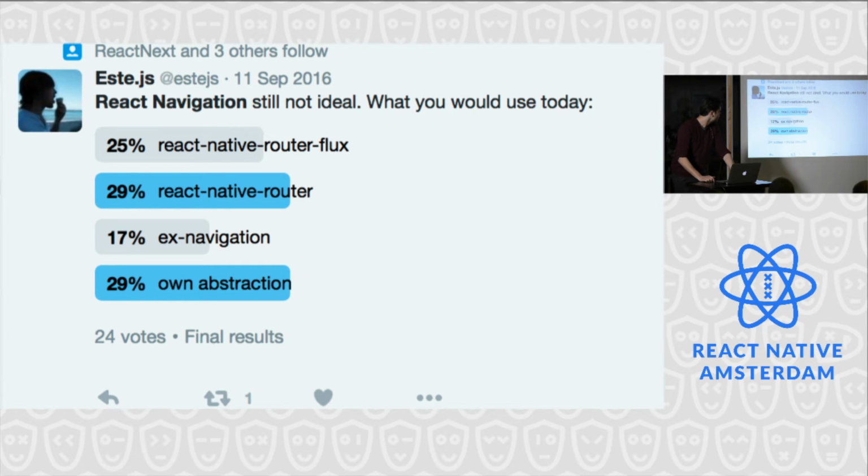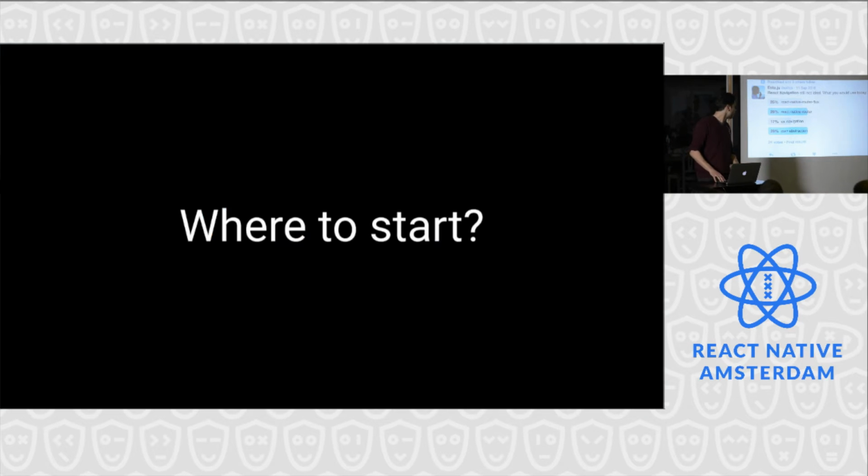One of the options on the screen I'm going to tell a little bit more about, which is X navigation, is becoming one that's quite dominant. So where do you start?